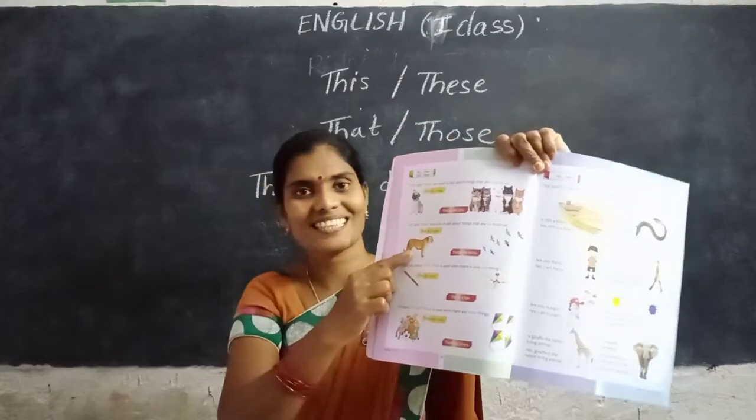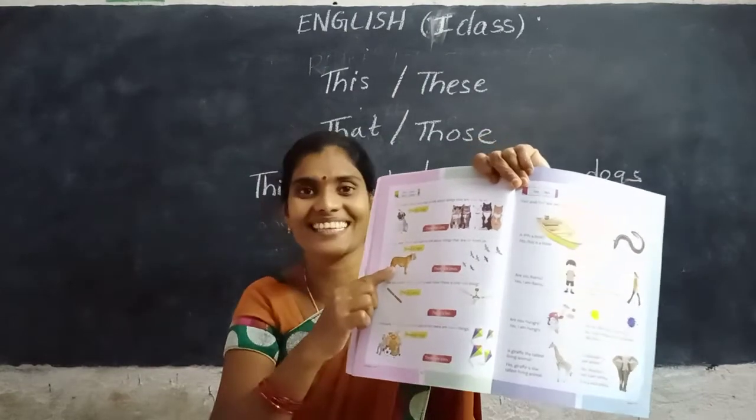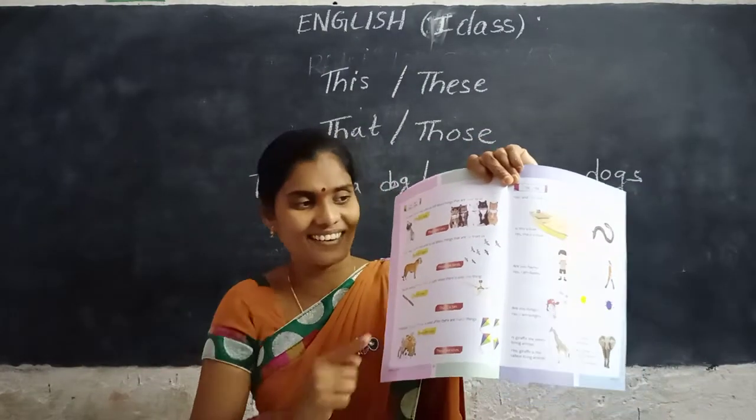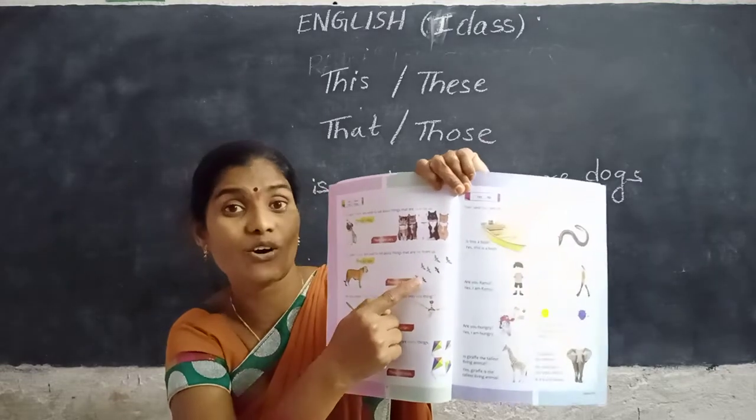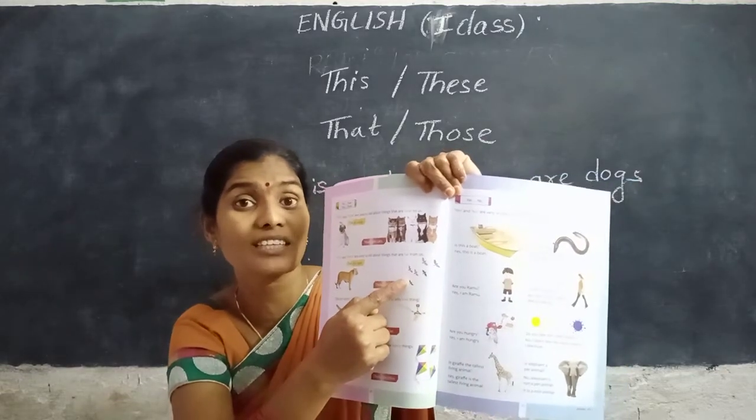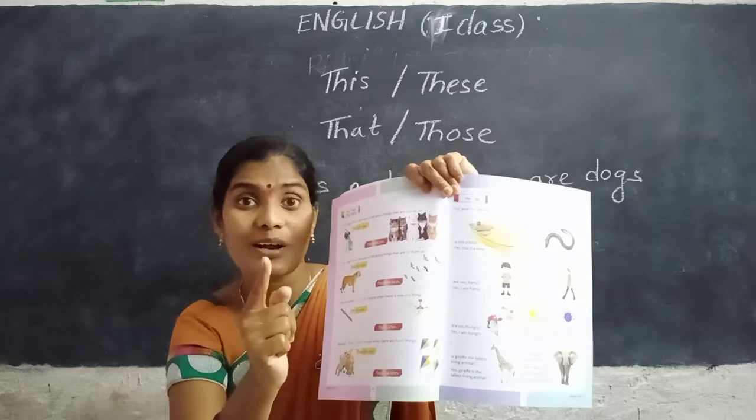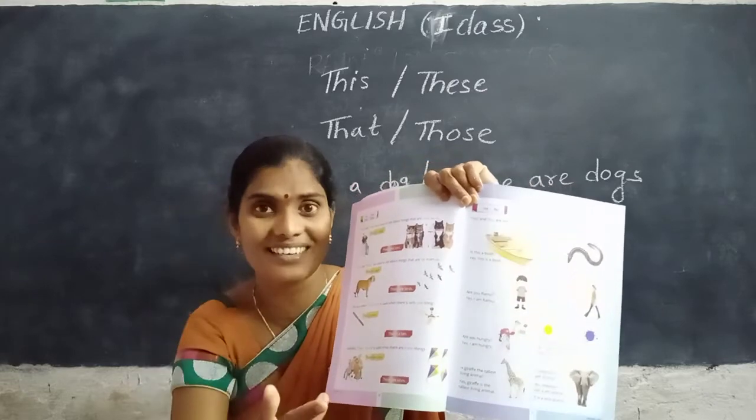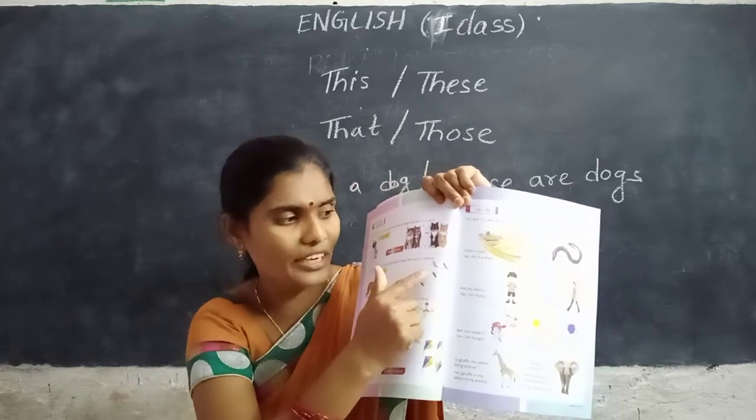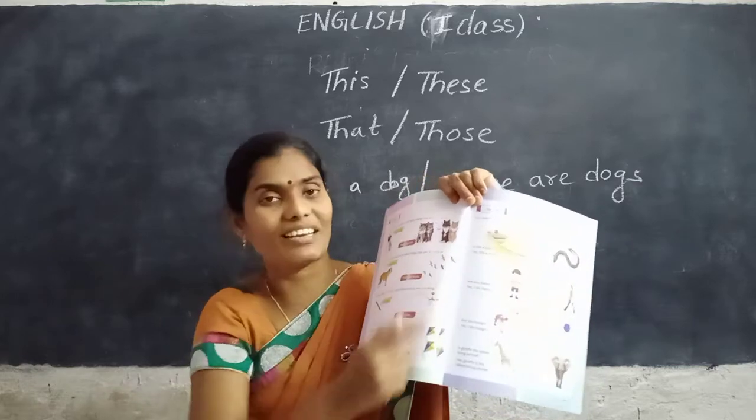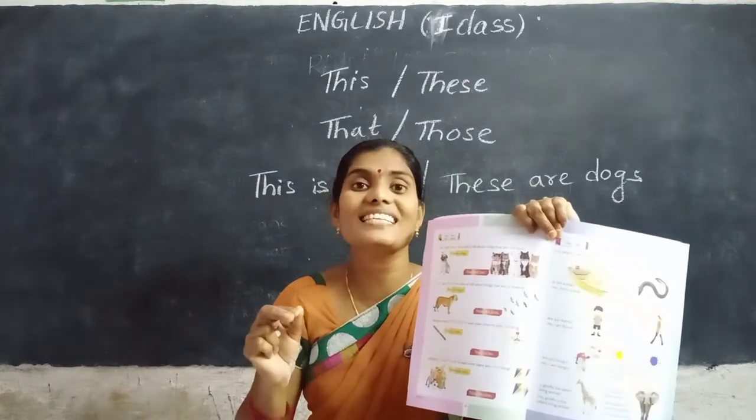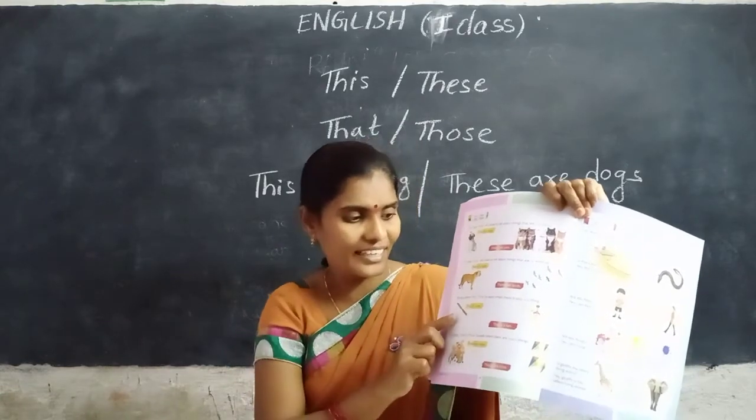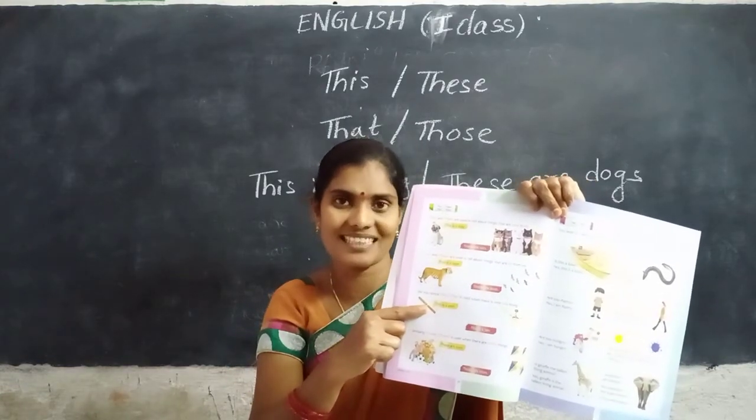Next, what is this? This is a tiger. Only one tiger is there. What are these? These are birds. Because how many birds are there? No, more than one. How many? 1, 2, 3, 4, 5, 6, 7. 7 birds are there. So we have to say, these are birds. Here, one pencil. This is a pencil.